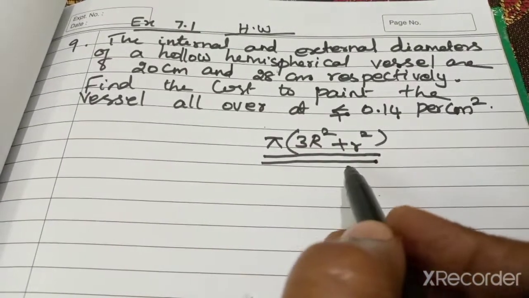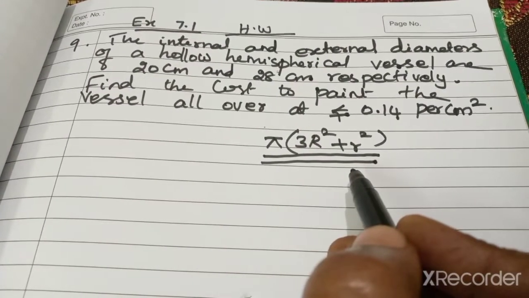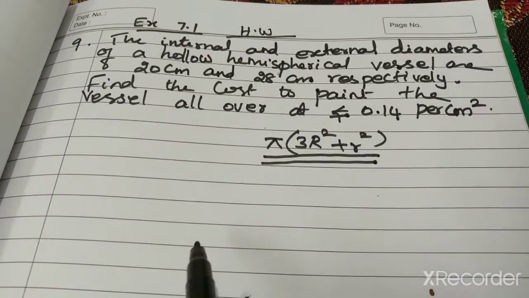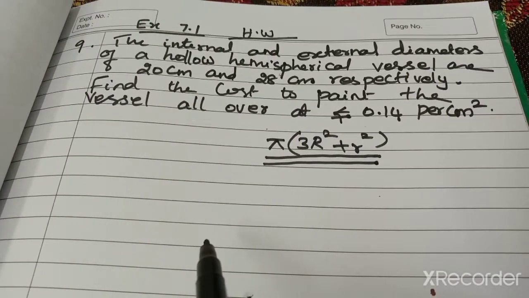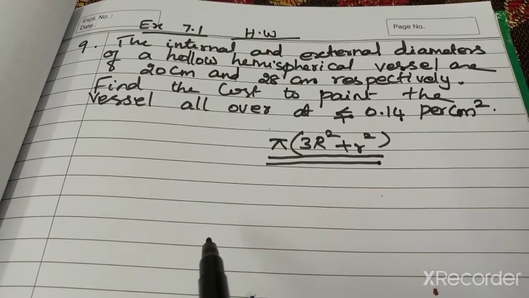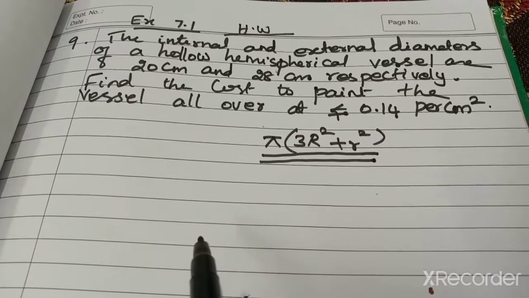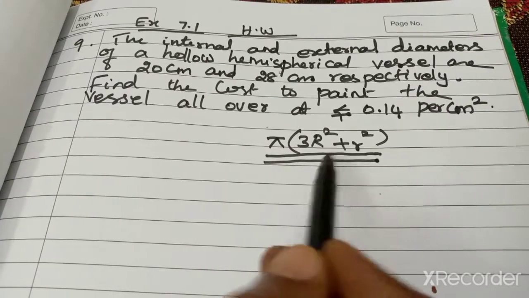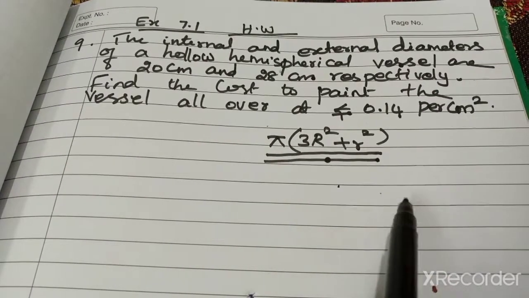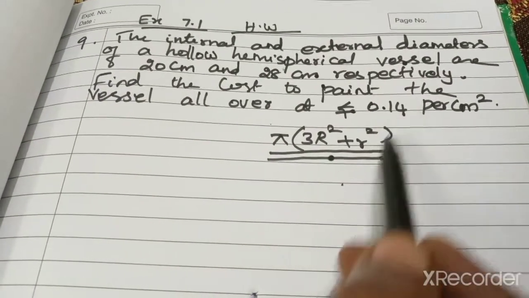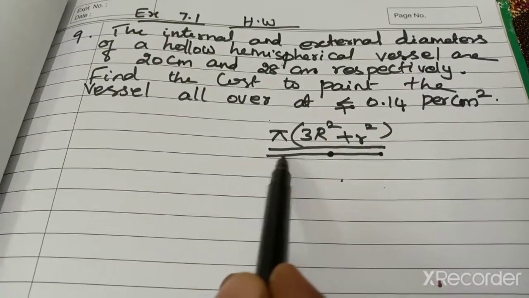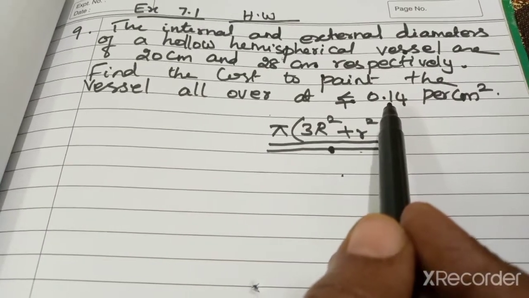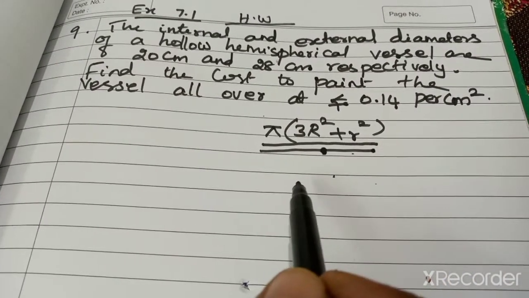Here you will get a value, and that value you have to multiply by 0.14. How to write? Cost of painting for 1 centimeter square is equal to rupees 0.14. Therefore, cost of painting is the value you get for the formula into 0.14. Okay, you will get the answer. And students, complete this.